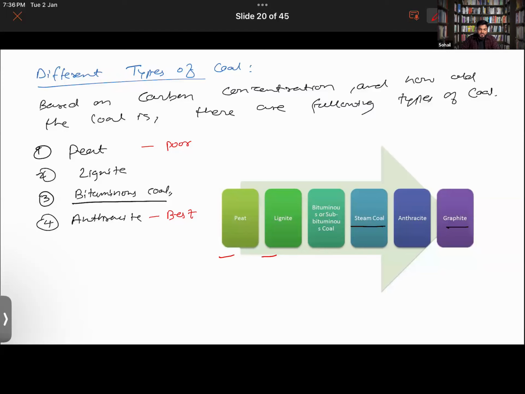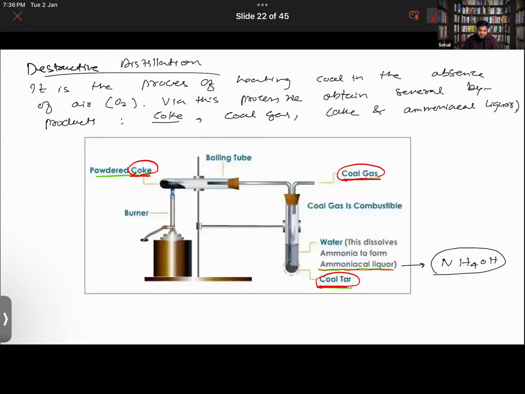Also, we did the destructive distillation. Basically, this is the process where, in the absence of air, coal is heated at a very high temperature, right? Thereby you would be obtaining different substances. And we have got use of every substance here, right? Some of the important ones are coke.